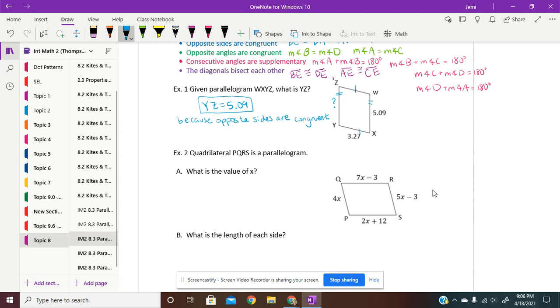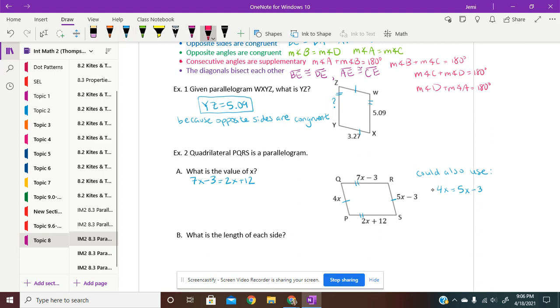Well, we know that opposite sides are parallel, but they're also congruent. So I've got options here. I can set 7x minus 3 equal to 2x plus 12 and solve. It would also be correct to use 4x equals 5x minus 3. So you could do either one, and either way you'll get the same answer.